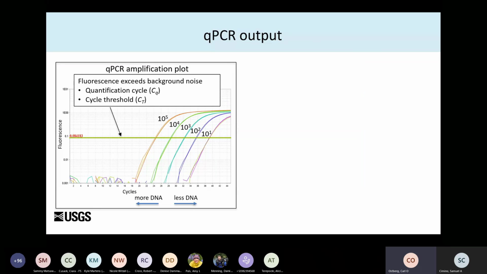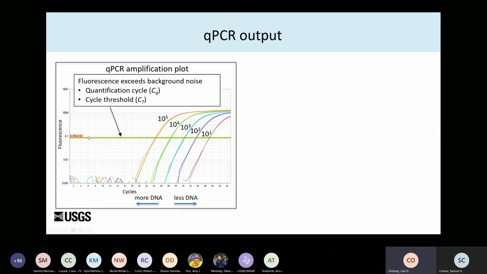Here, now we're looking at real data from the qPCR output. This graph shows a qPCR amplification plot after a run. Like the previous slide, the x-axis is the cycle number, going from 1 up to about 45, and the y-axis is a measure of the fluorescent signal. You can see there's this green horizontal line going across the graph.